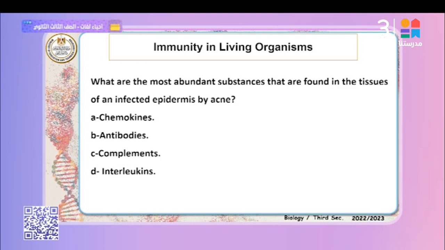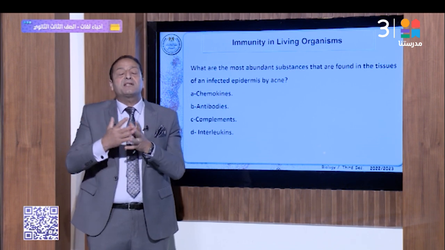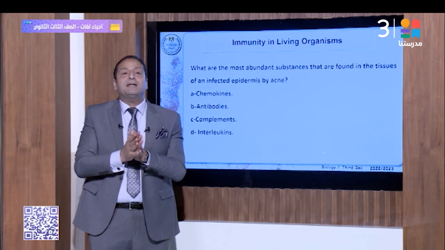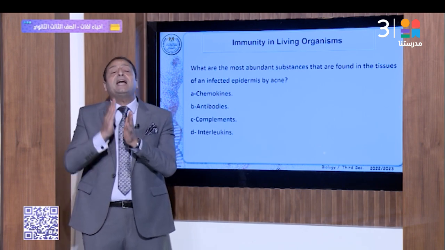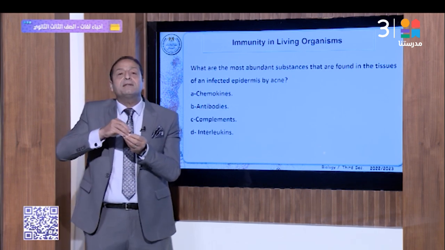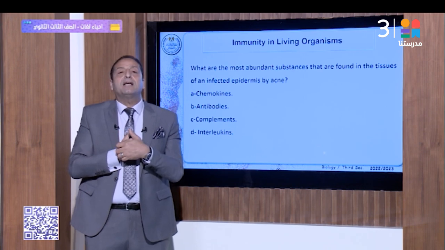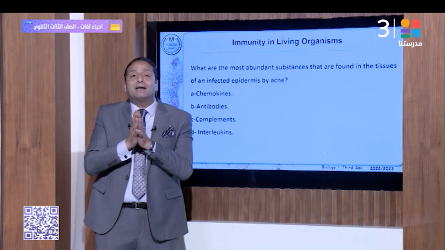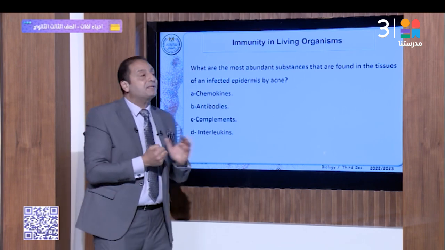Another question. What are the most abundant substances found in the tissue of an epidermis infected by acne? Acne represents small pimples found on the face of the human body in adult stage. This is exposure to many microbes. To avoid this, chemical substances such as chemokines recruit macrophages to the site of infection. Why? These sites may be exposed to infection through any microbes that enter through the pimples. This is acne. So chemokines play an important role in recruiting macrophages to the site of infection to become involved by phagocytosis. So the best answer is chemokines.